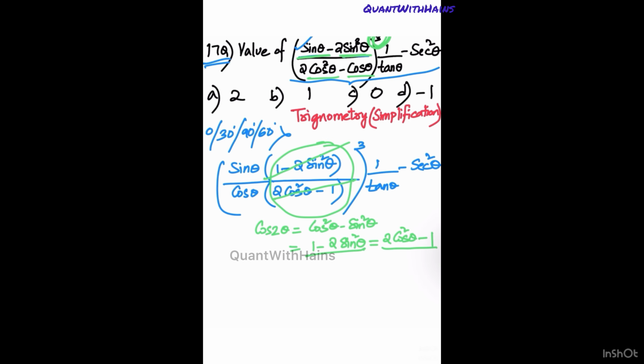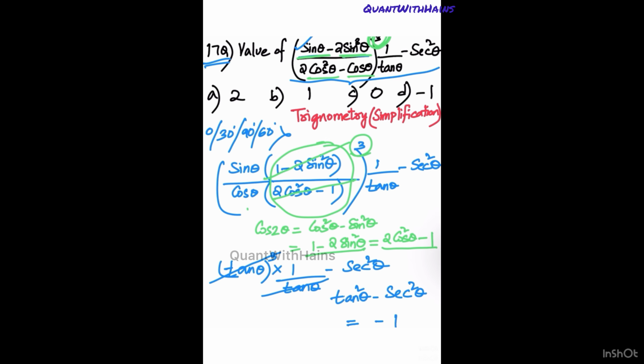So we are left with sin theta by cos theta, that is tan theta, with cube, that is tan theta whole cube into 1 by tan theta minus secant square theta. One tan gets cancelled, which means we are left with tan square theta minus secant square theta. That value is minus 1. That is option D.